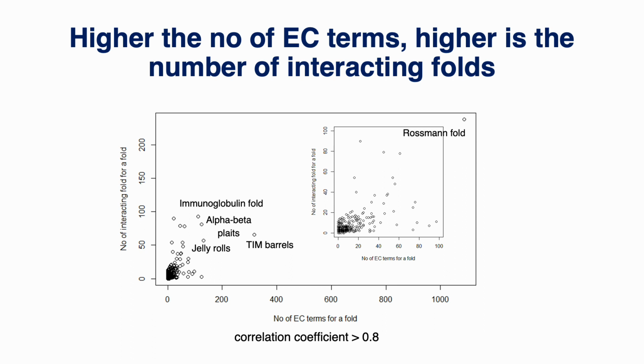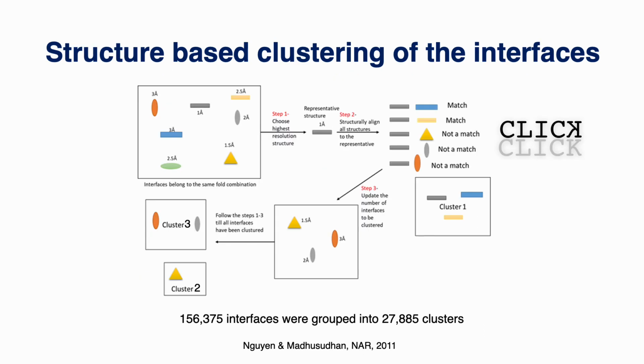The next thing that we do is to structurally cluster the interfaces. For that, we had to structurally cluster the interfaces within a fold combination, because if we had to structurally cluster all the interfaces irrespective of the fold combination, it was a lot of computation which is not possible to do. So please bear with me as we go through the schematic.